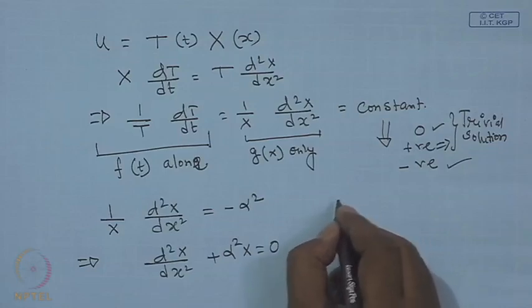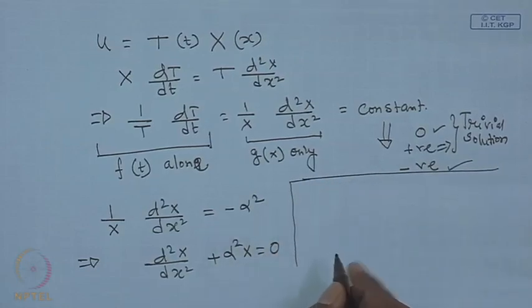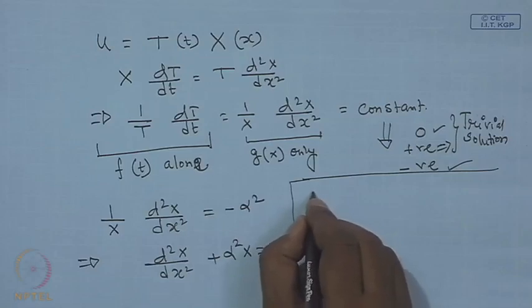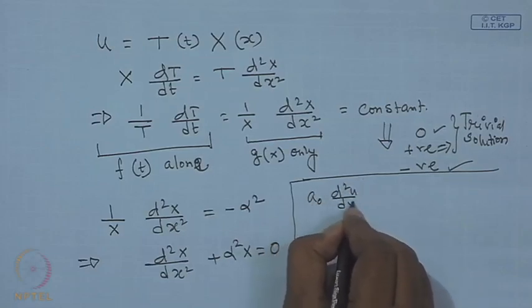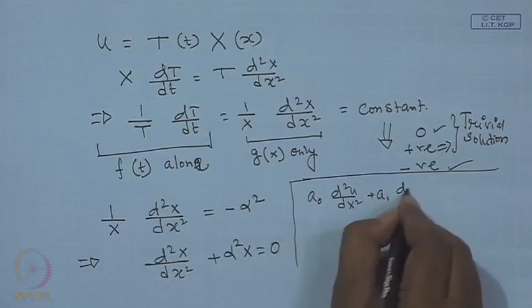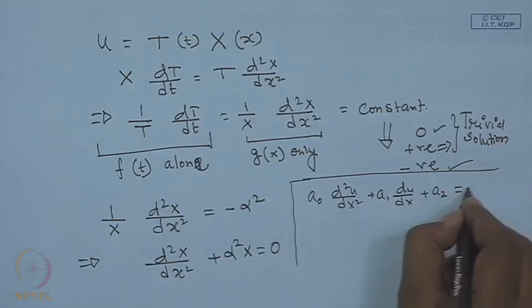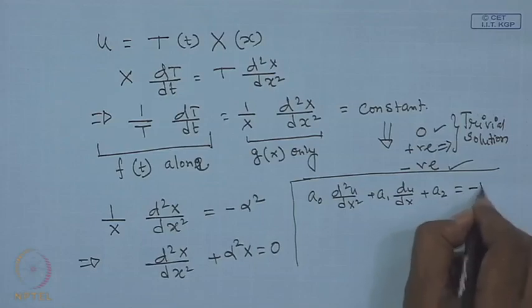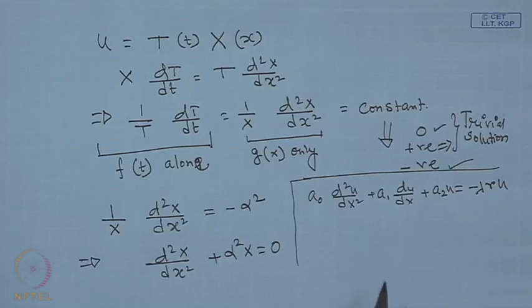I will just take a diversion here. If you remember, what is the standard Sturm-Liouville problem? It will be a0 d²u/dx² plus a1 du/dx plus a2 u equal to minus lambda r u. This is a generalized Sturm-Liouville problem or eigenvalue problem.